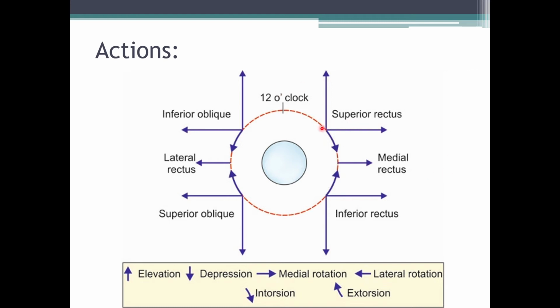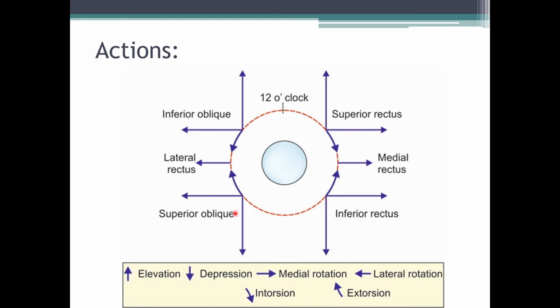So the superior rectus is basically your primary elevator of the eyeball. Also it helps the medial rectus in the adduction of the eyeball, and it is an intortor, that is, it produces intorsion of the eyeball. The inferior rectus is the major depressor of the eyeball, and it helps the medial rectus in adduction, and the action of it is such that it will produce what? The extorsion. Okay, the inferior rectus will produce extorsion.